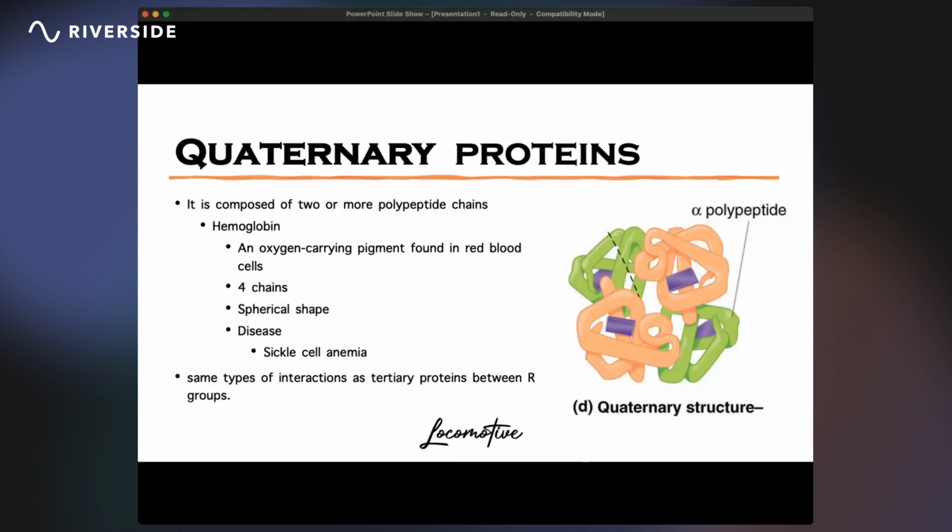The shape of the hemoglobin is spherical. The four polypeptide chains pack closely together, with the hydrophobic R groups pointing towards the molecule center, and the hydrophilic ones pointing outwards. So, right now we know that hemoglobin can be found in the red blood cells. They carry oxygen and also carbon dioxide, and they have a spherical shape. They have four polypeptide chains, and they have hydrophilic and hydrophobic parts.